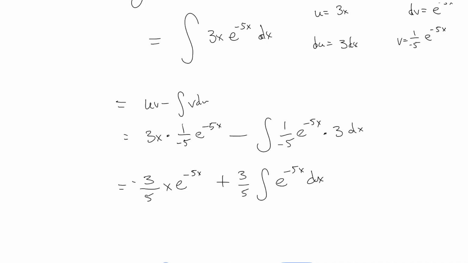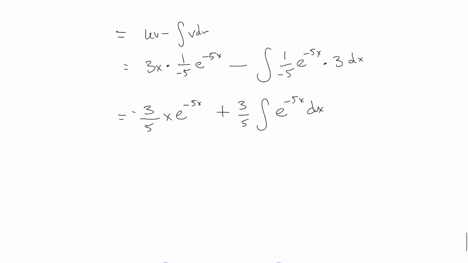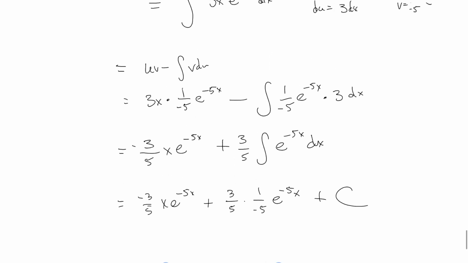And then finally, the integral of this becomes another negative 1/5. So I get minus 3/5 x e to the minus 5x plus 3/5 times 1 over minus 5 e to the minus 5x plus c. There you go. This is how we do it. This is the integration by parts.